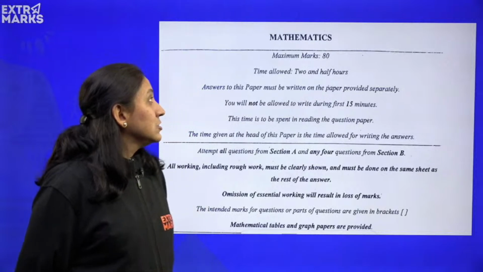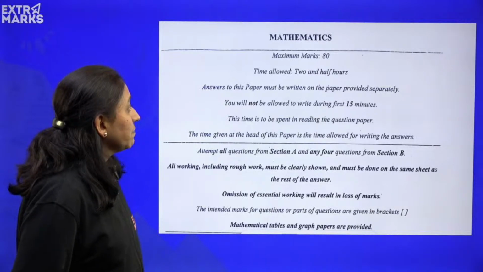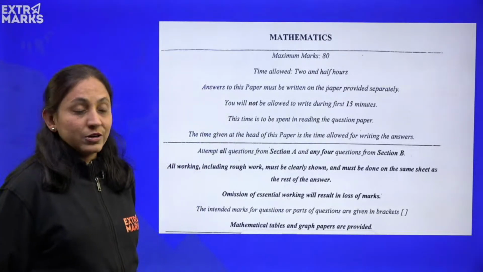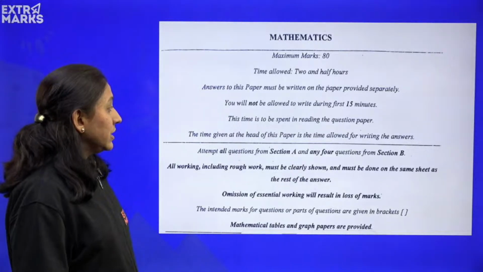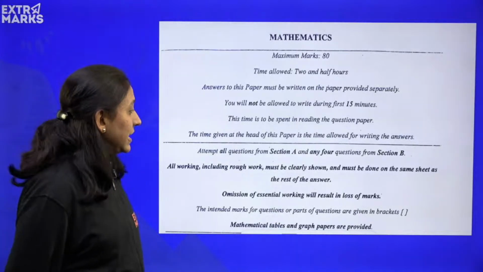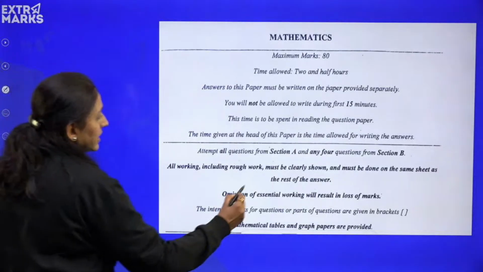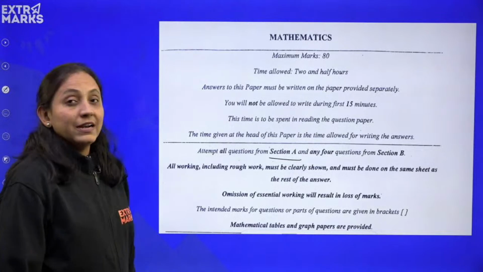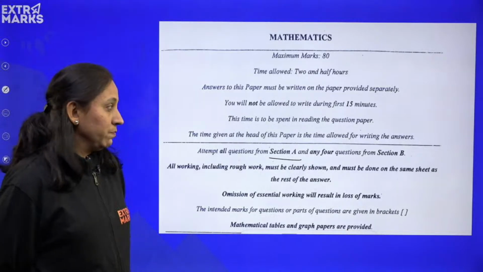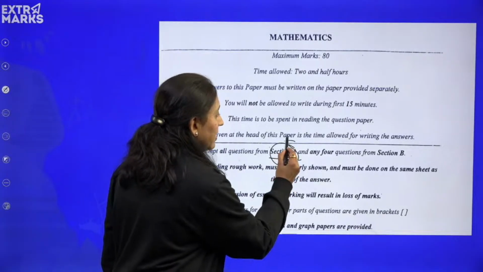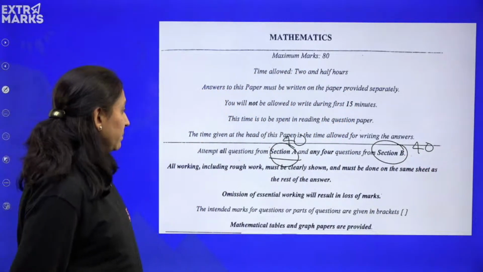In this paper, this paper was for 80 marks and you had 2.5 hours, and the first 15 minutes were given to you for reading the paper, and after that you had to start writing. There are two sections in this paper, section A and section B. In section A, all the questions are compulsory, and in section B, there are 7 questions out of which you have to attempt 4. Section A is for 40 marks and section B is for 40 marks, so totally it's for 80 marks.